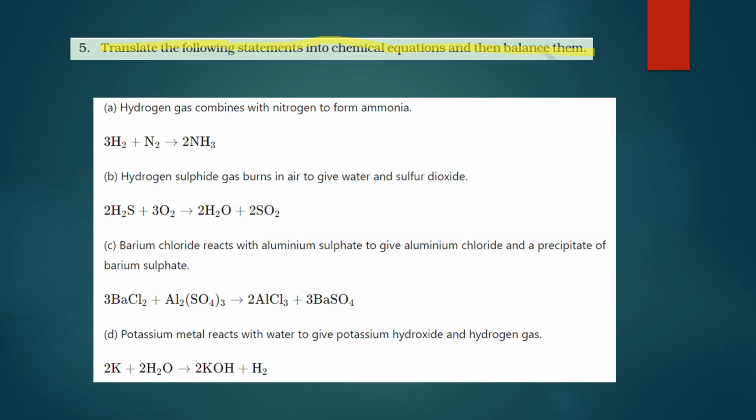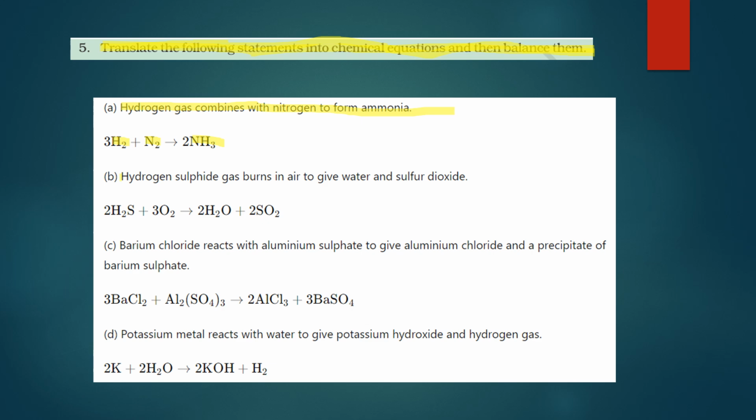So next question is, translate the following statements into chemical equations and then balance them. So this is a very important question which is generally asked in the exams. So practice this properly. First question is, hydrogen gas combines with nitrogen to form ammonia. Okay, hydrogen is represented by H2, fine, and nitrogen by N2 to give ammonia. It is NH3. So as the equation was unbalanced, you try to balance it and you get these coefficients.